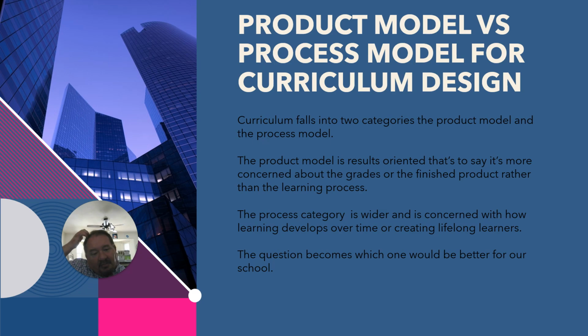I think the process category is much wider, and it is concerned with how learning develops over time. I think it creates lifelong learners for students who are not there yet. If a student is already in that lifelong learning mode, like my son is, then the product model would be much better, I think. But here we're aiming to create students who can be self-sufficient. And when it comes to Elsinore Middle School, I think the process model is much better.